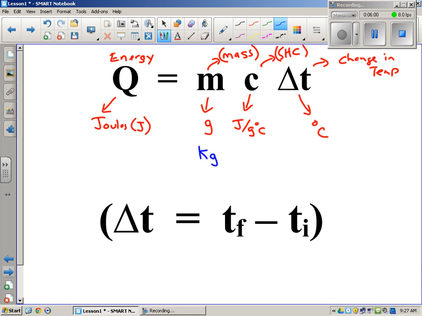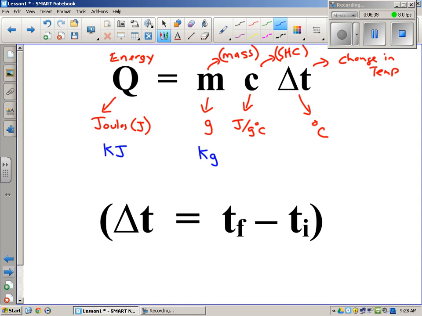The Celsius and the Celsius would cancel because the Celsius is on the bottom and the Celsius is on the top. What are you left with? You're left with joules, and that's what Q is, joules, energy. If you put kilograms here, the grams and the grams would cancel, the Celsius and the Celsius would cancel, but if you're making it 1,000 times bigger, the energy you get from that is going to be 1,000 times bigger. So we're going to put kilojoules here.